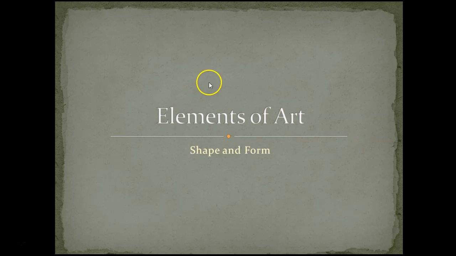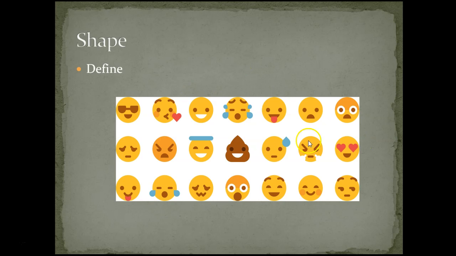So today we're going to talk about shape and form. Okay, so first let's talk about shape. A shape is a space enclosed by a line or edges. A space enclosed by a line or edges. And it's going to be two-dimensional. So it's going to be flat. It's just going to be like a drawing on a paper.